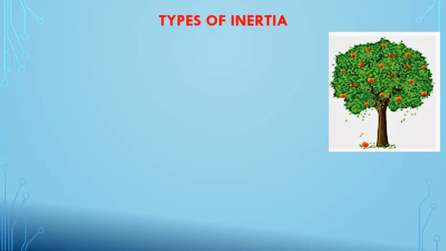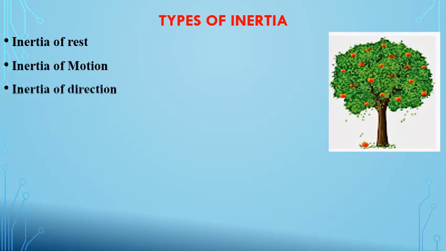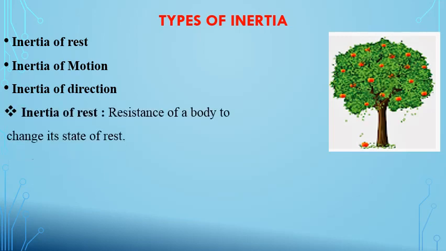Types of inertia. There are three types of inertia: inertia of rest, inertia of motion, and inertia of direction. Let me see the first type, inertia of rest. Inertia of rest means resistance of a body to change its state of rest. That means the body is at rest. If we give any action, due to gravity, some changes will happen.